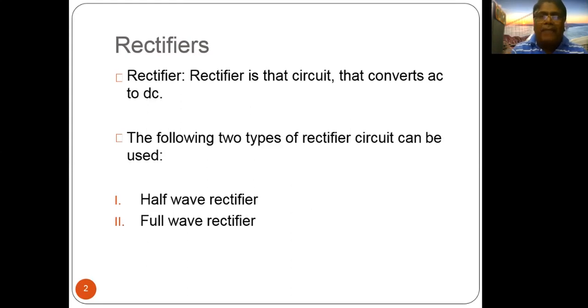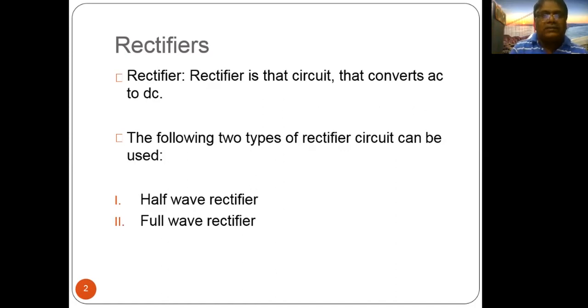Once again, I am explaining the definition of the rectifier. The input signal is AC. That AC signal is converted into pulsating DC, which is called rectification. So how many types of rectifiers? The rectifiers are of two types: half wave rectifier and full wave rectifier. The full wave rectifier is also sometimes called the bridge full wave rectifier.